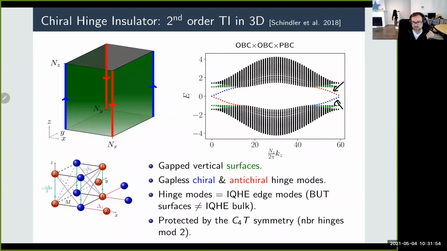The system is protected by the C4T symmetry, and the only thing that it guarantees is that the number of modes per hinge is conserved mod 2. You can see that by, for example, trying to gap out the system by adding quantum Hall layers on the 4 surfaces. You will see that you cannot make these modes disappear. You can only change them by 2 units. So that's the non-interacting model that we will use as a starting point. But how do we build an interacting version of it?